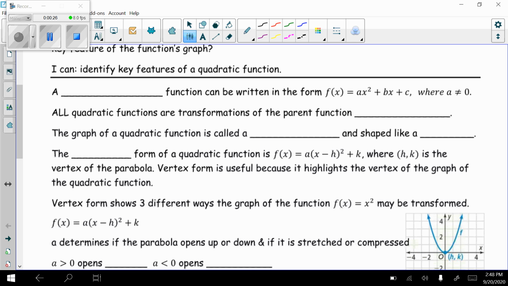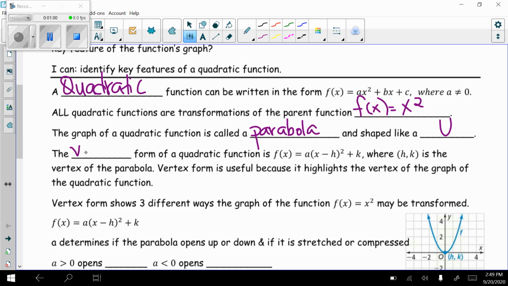A quadratic function can be written in the form f of x equals ax squared plus bx plus c, where a cannot equal 0. All quadratic functions are transformations of the parent function f of x equals x squared. The graph of a quadratic function is called a parabola, and it is shaped like a U.